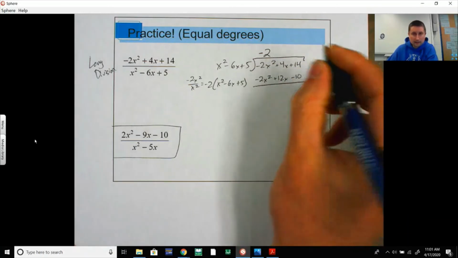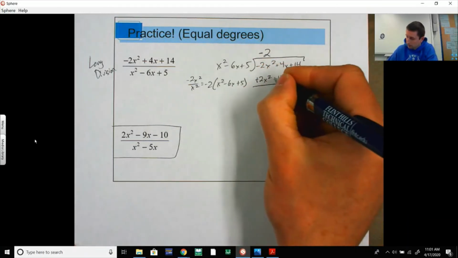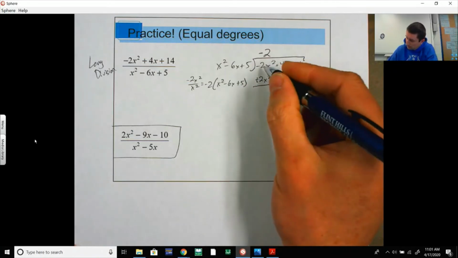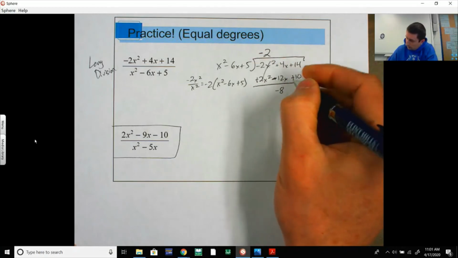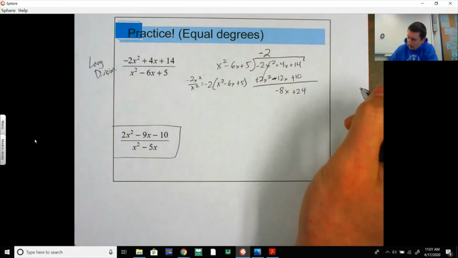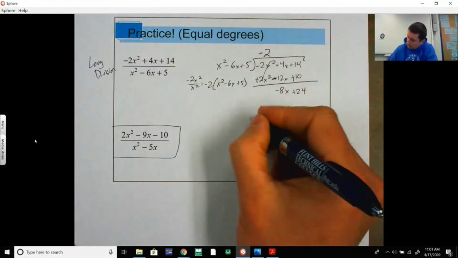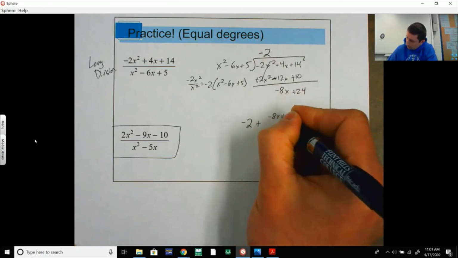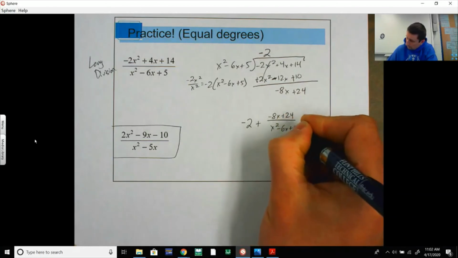And we subtract each of those. Okay, make sure you subtract. So if I'm subtracting a negative, that goes to a plus. Subtracting a positive, that goes to a negative. You change your signs. Now we can simplify. First one should cancel off. 4 minus 12 is negative 8x plus 24. And now this is our remainder, so our problem becomes negative 2 plus negative 8x plus 24 over x squared minus 6x plus 5.